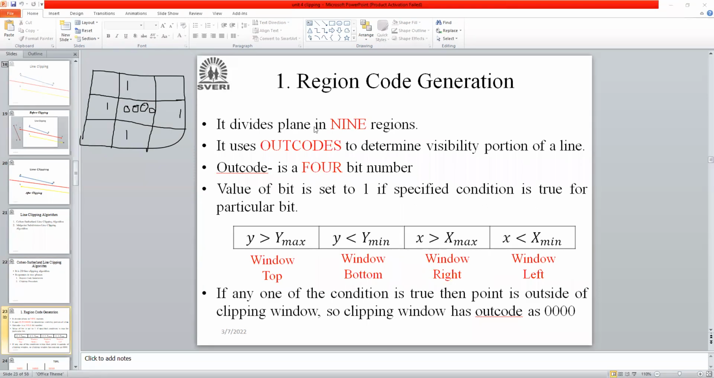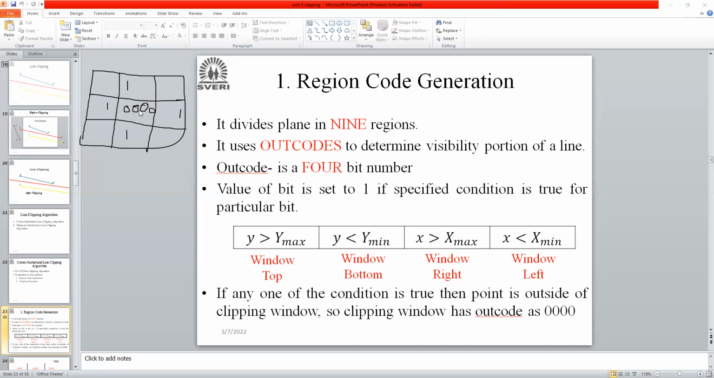So see here, in region code generation, the plane is divided into 9 regions. So we have divided the plane into 9 regions. It uses the out codes, or it is also called as endpoint code, or it is also called as region code. So 3 names are there: out code, or endpoint code, or region code. It uses the out code to determine visibility portion of a line. So it will determine which portion is visible.